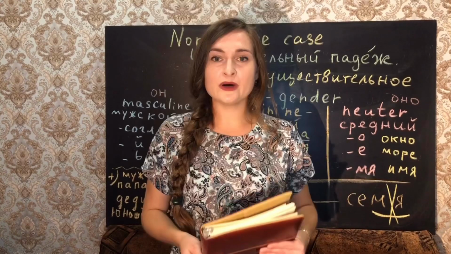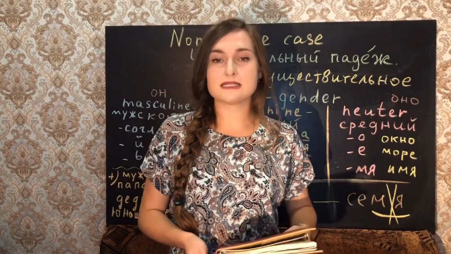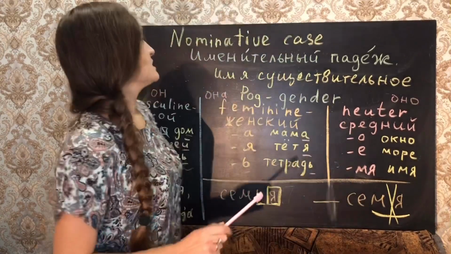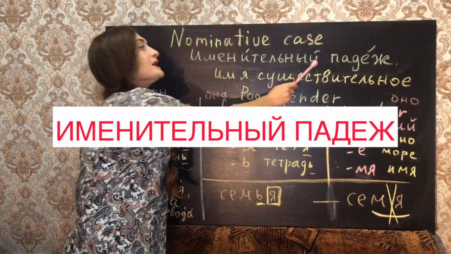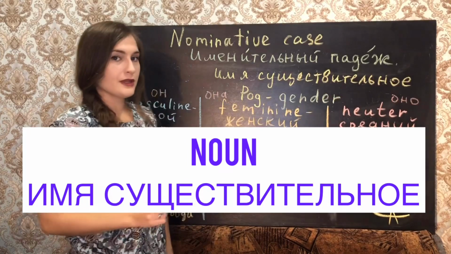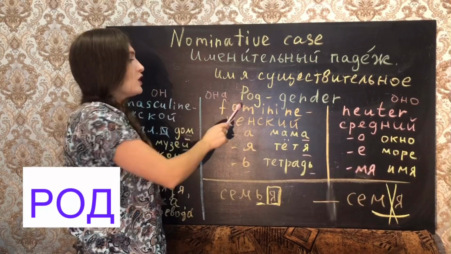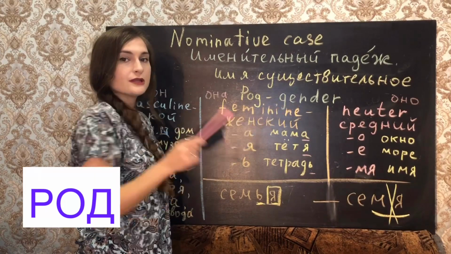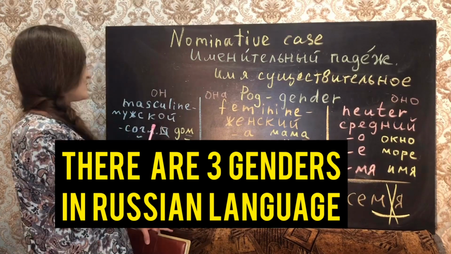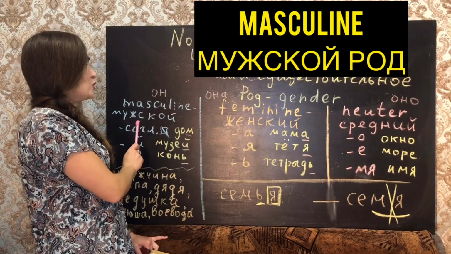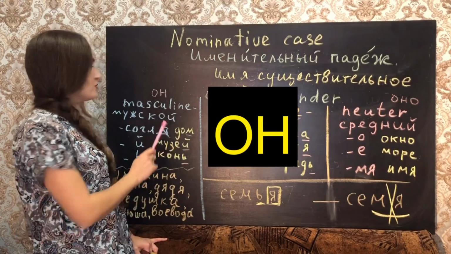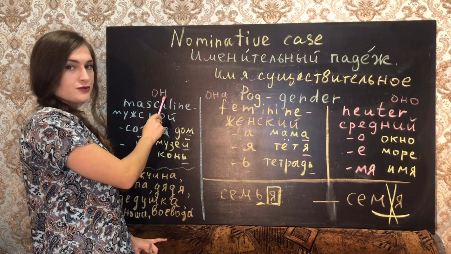And now let's speak about the nouns in nominative case. But don't forget about the specific personal pronouns. So, именительный падеж. Имя существительное, the noun. The first term, род, gender, that we need to know. We have three genders in Russian language. So the first one is masculine, мужской род. The personal pronoun он, he, can help us to define it.